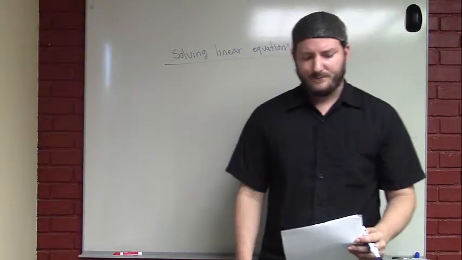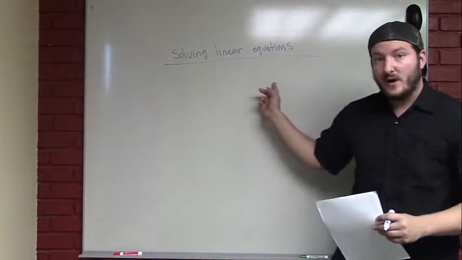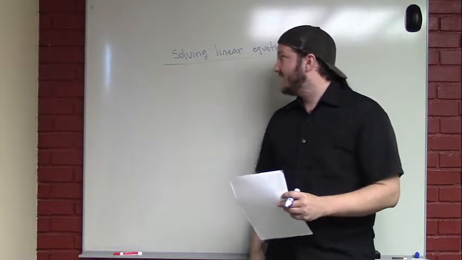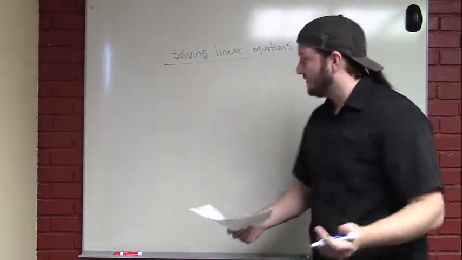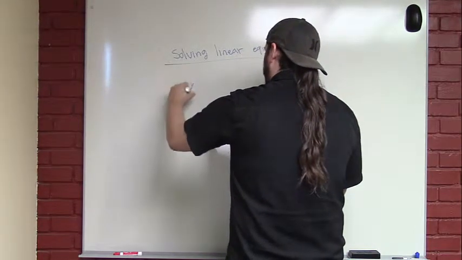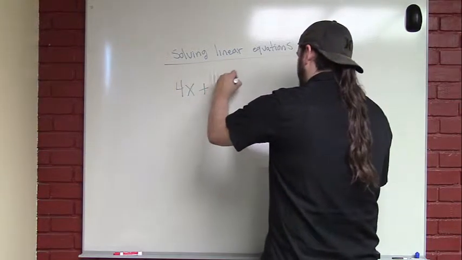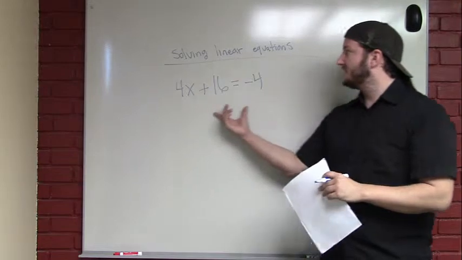All right, solving linear equations, okay? So now we're getting into solving these guys, and yeah, let's just start with number one. Problem number one. We have 4x plus 16 equals negative 4, okay? Now this is a linear equation.